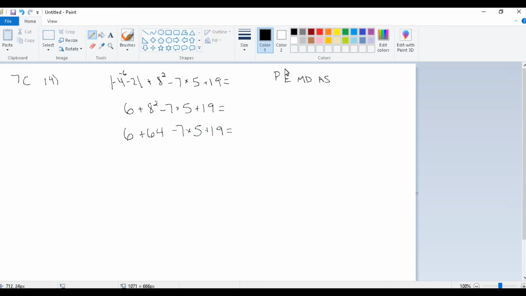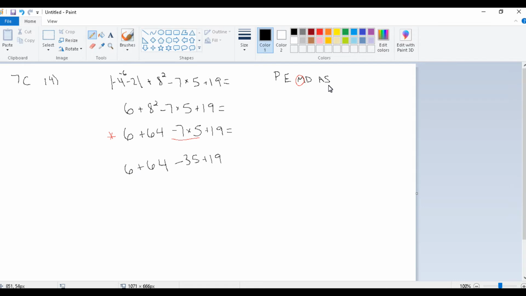Now here's the part that I think a lot of people miss. So key is this next step. We do multiplication next. So we're going to do this multiplication next. 7 times 5 is 35. You can think about bringing this negative in with it. So -7 times 5 is -35. I'll keep the 19 on the back, and then I'm going to do 6 plus 64 on the front. That way we don't lose this negative sign here.